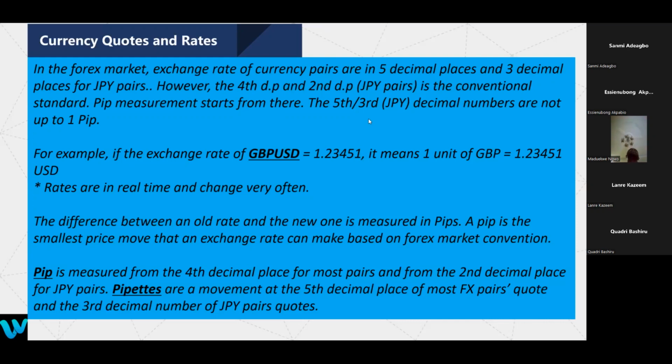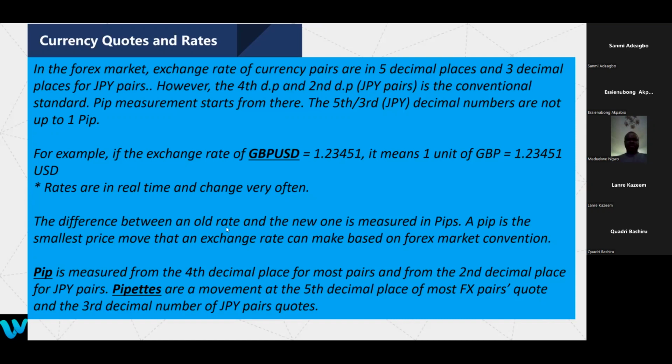When they go up and you buy, you make money. When they go down and you sell, you make money. But if you buy them expecting it to go up and it goes down, you're going to lose money. And if you sell them expecting these numbers to go down and it goes up, you're going to lose money. So you have to get the direction right. That's why you need to learn a method of analyzing the markets. 1.23451 is just an example.